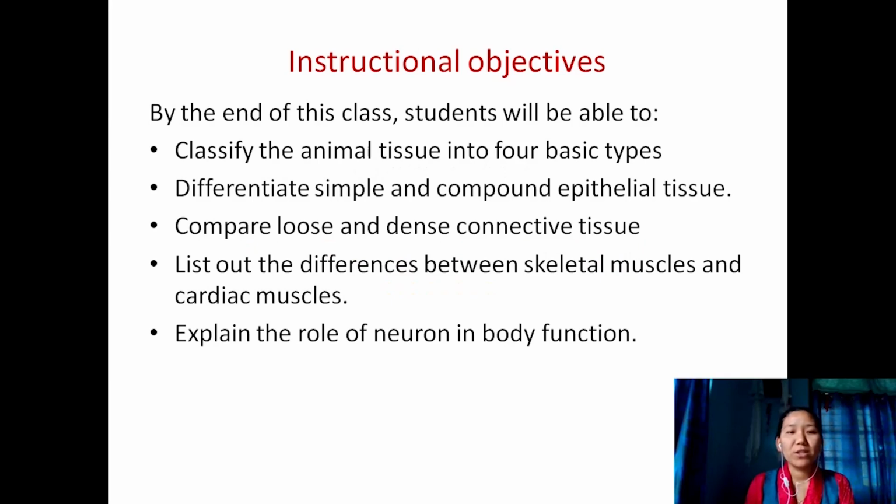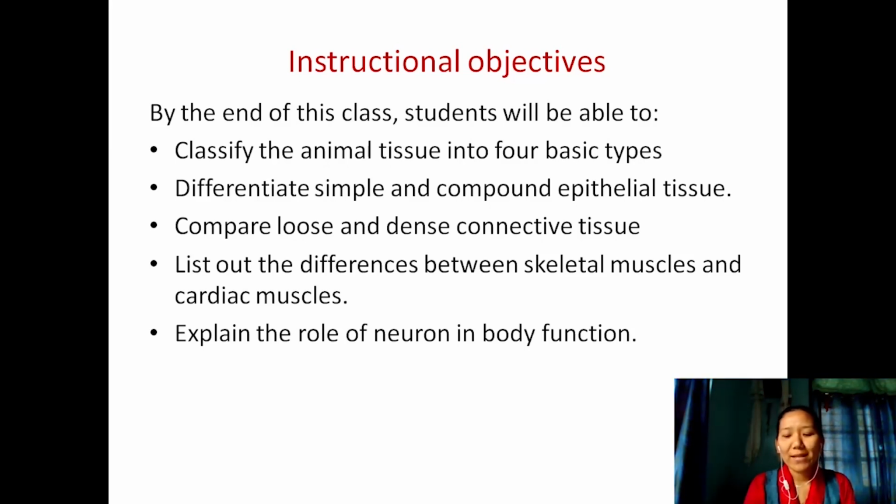Under this chapter the instructional objectives are, by the end of this class you will be able to classify animal tissues into 4 basic types, differentiate simple and compound epithelial tissue, compare loose and dense connective tissue, list out the differences between skeletal muscles and cardiac muscles, and explain the role of neuron in body function.